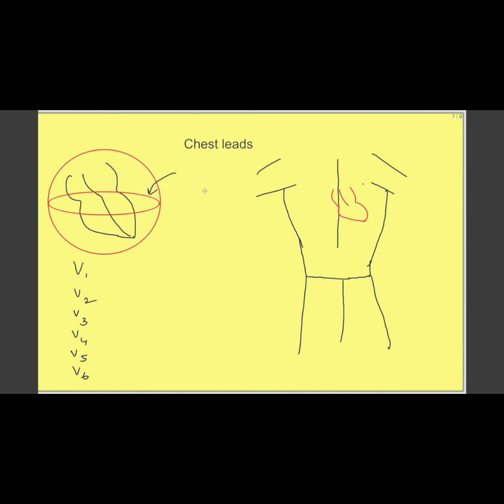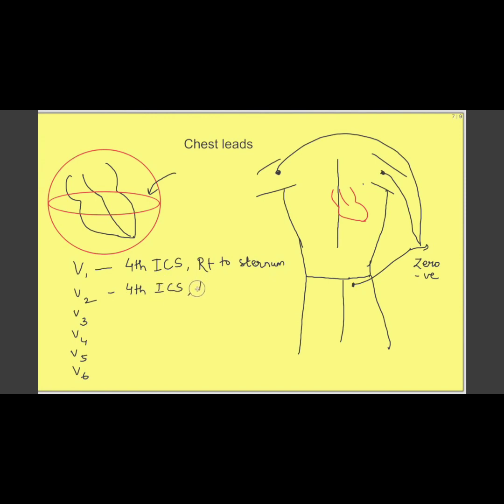So what are the directions of the leads? For chest leads, the electrodes placed on the limbs are passed through high resistance and made 0, and all combined they act as a negative electrode. The positive electrode is placed on the chest wall. For lead V1, the electrode is placed in the 4th intercostal space just right to the sternum. For V2, in the 4th intercostal space just left to the sternum.